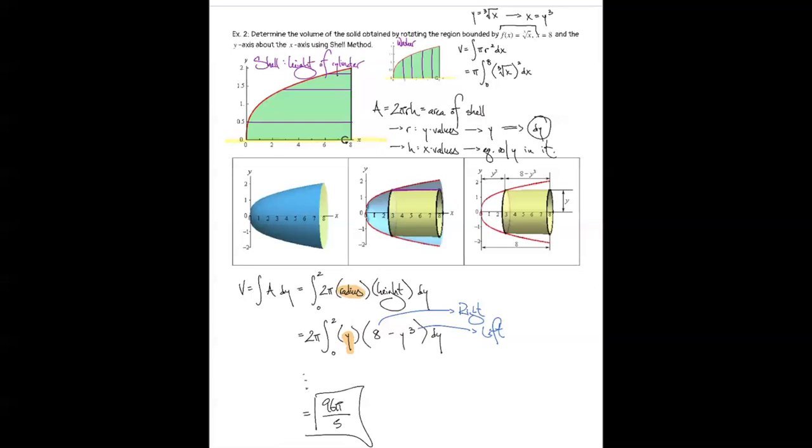for shell method, purple lines will always be parallel to the axis of revolution. And the purple lines represent the height of the cylindrical shell.